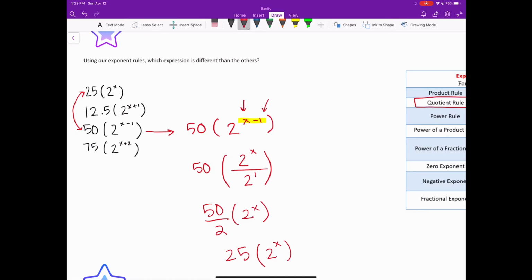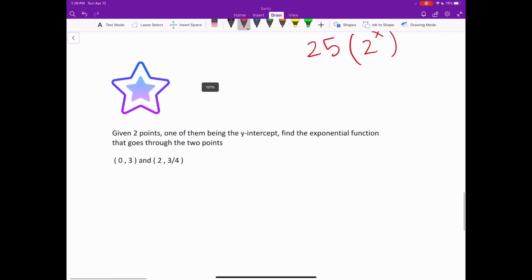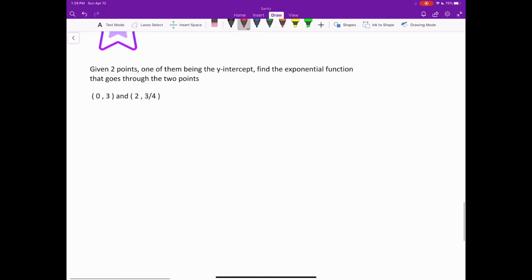All right. I'm moving on to the very last one. We're going to go through this one real quick because this is what we last left off on. Again, this is one that comes right from the worksheet. It says, given 2 points, one of them being the y-intercept, find an exponential function that goes through both of the 2 points. We had some steps for this.